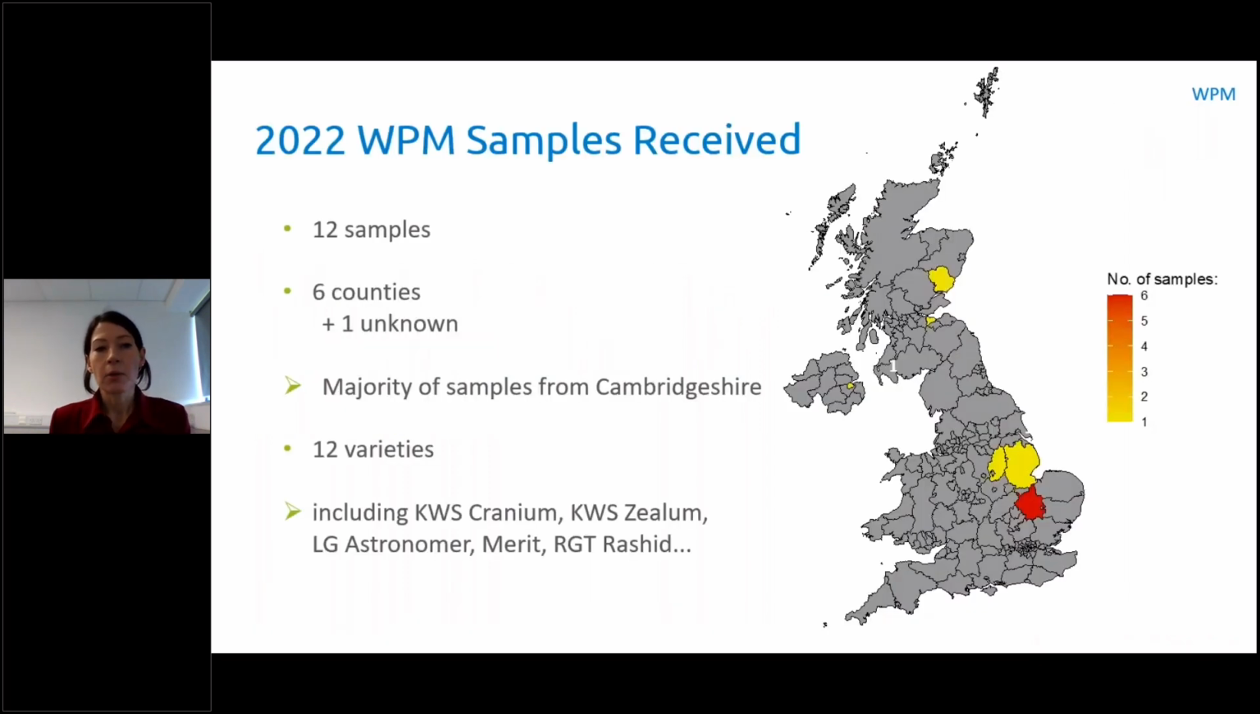So for the WPM, so that's wheat powdery mildew, these are the samples we received last year. We had 12 samples, they came from 6 counties. The majority of the samples did come from Cambridgeshire, but we also had samples from Scotland and Northern Ireland, and as you can see in Lincolnshire. They came from 12 varieties, so that's 12 samples, 12 different varieties, and those varieties included Cadivus Cranium, Cadivus Caelum, LG Astronomer, Merit and RGT Rashid.